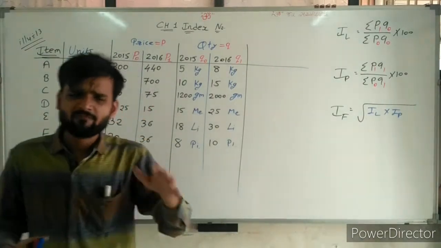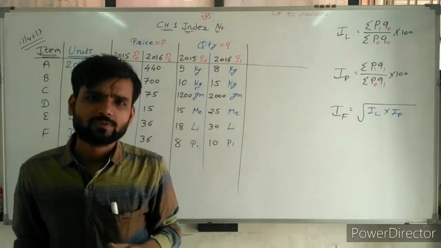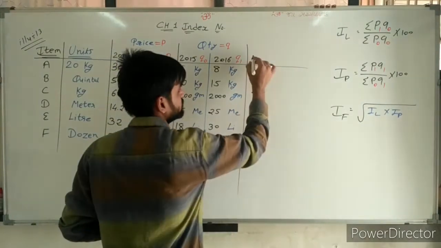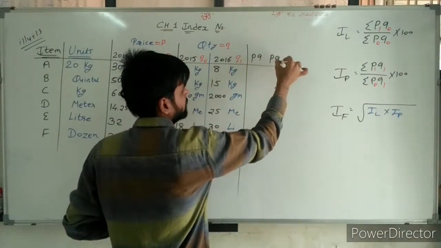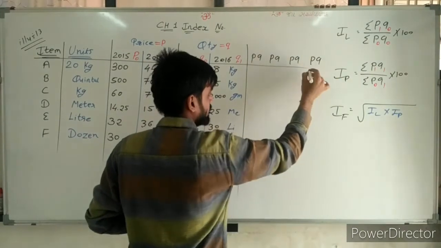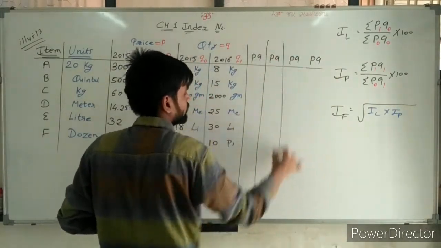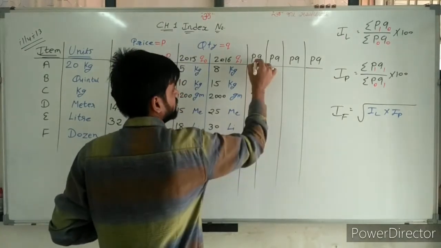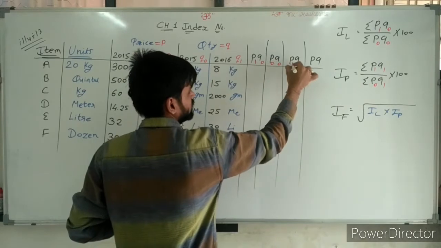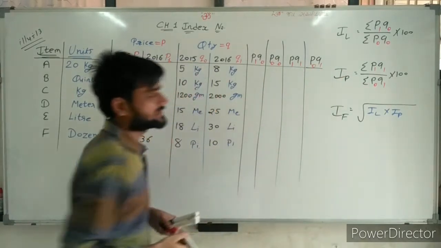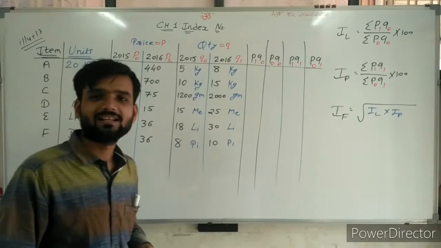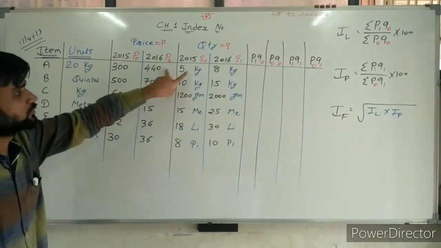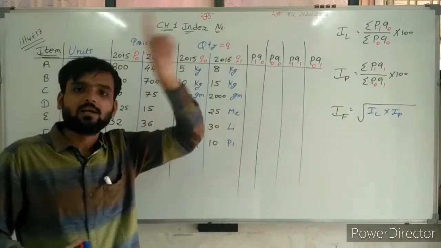Now, if you are not thinking more, then you can directly find here, PQ, PQ, PQ, PQ. Sigma p1q0 upon sigma p0q0 into 100. Sir, this is P1, Q0, multiplication of these two, your answer. But no.